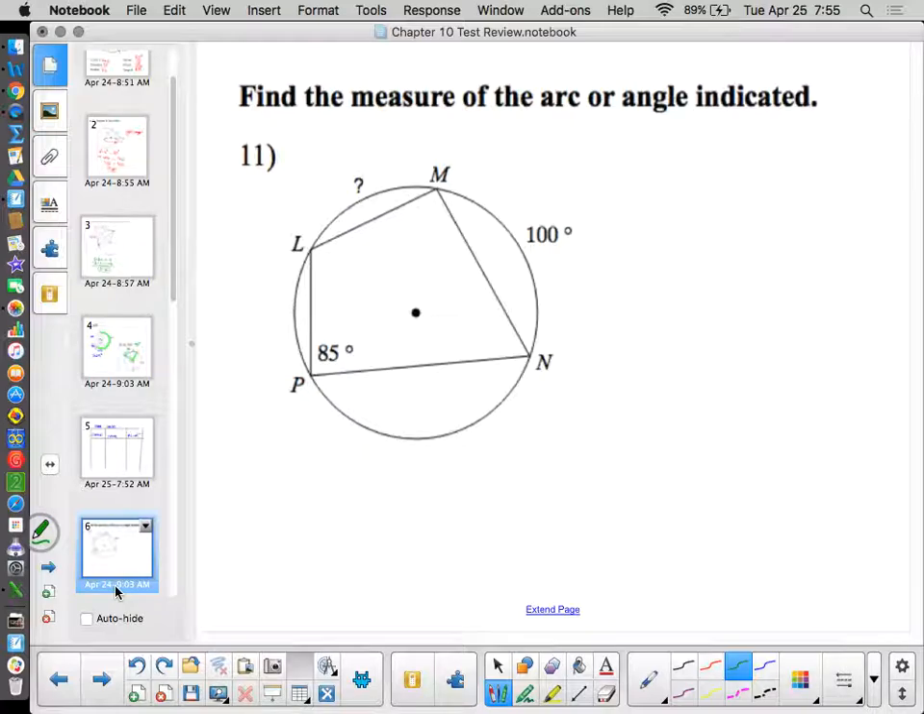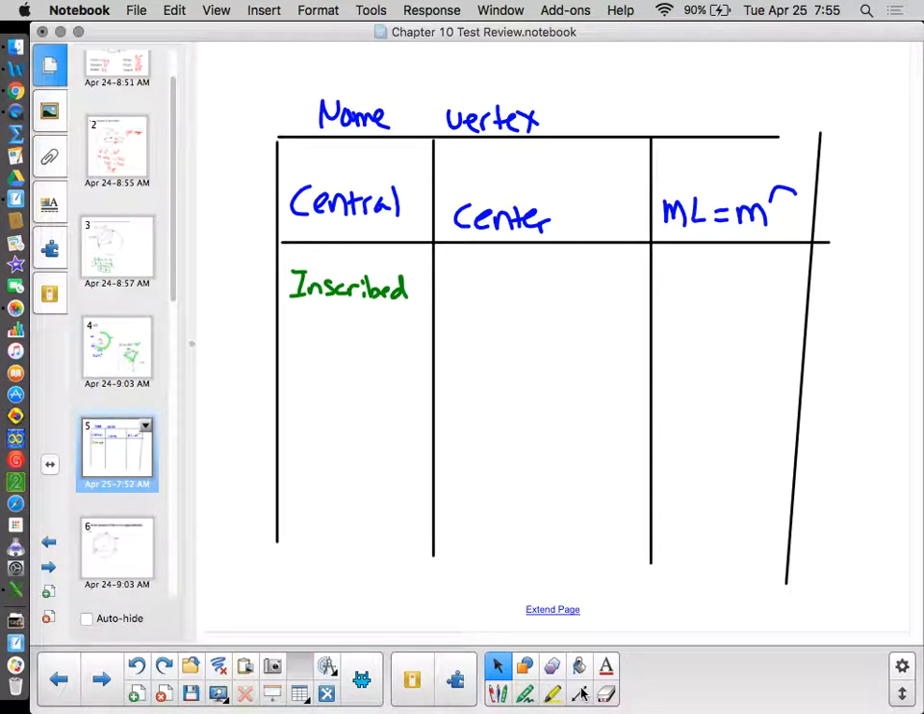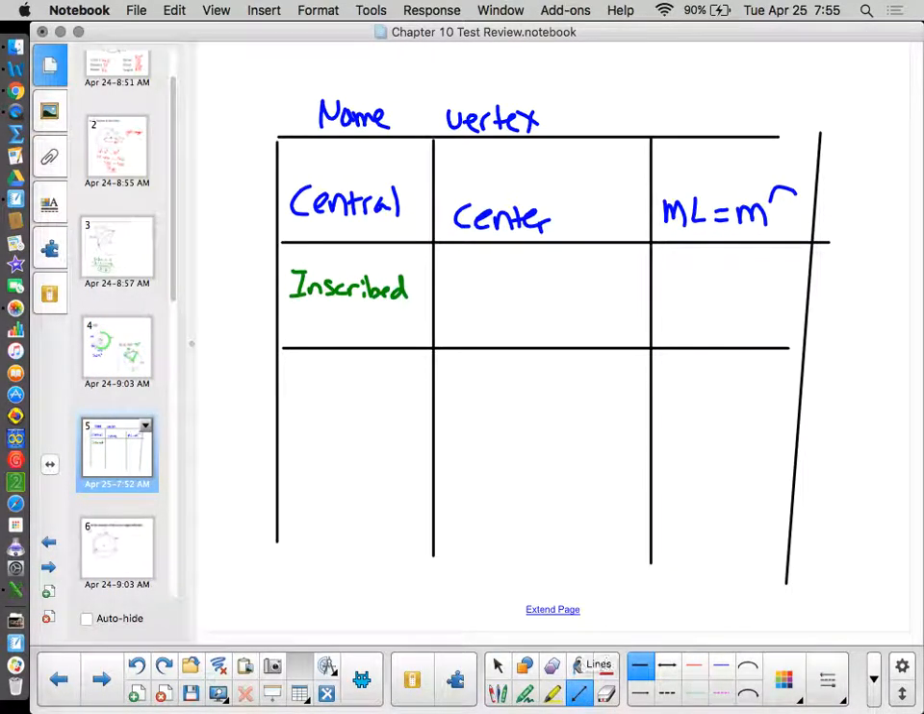All right, arc or angle. So this gets us to our next type of angle, which is the inscribed angle. Where's the vertex for an inscribed angle? The vertex for the inscribed angle, we've got 4 choices: center, in, on, or out. Inscribed angle is, where's the vertex?